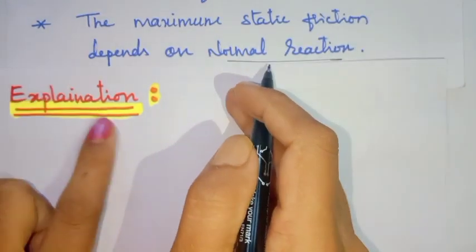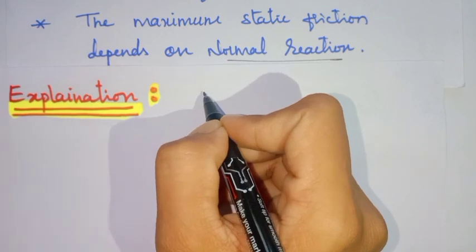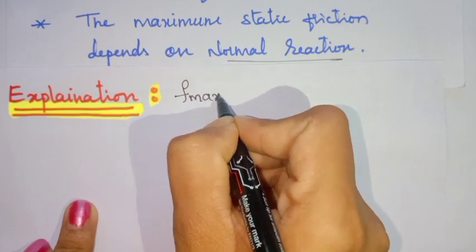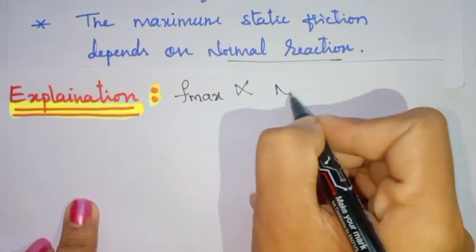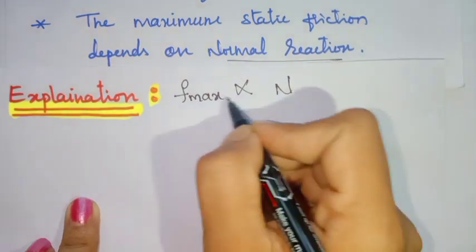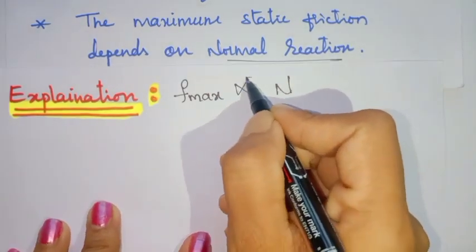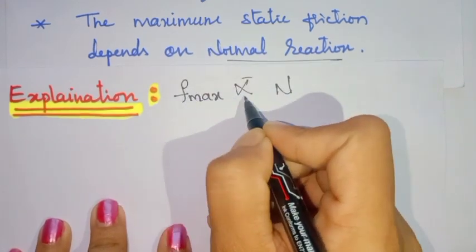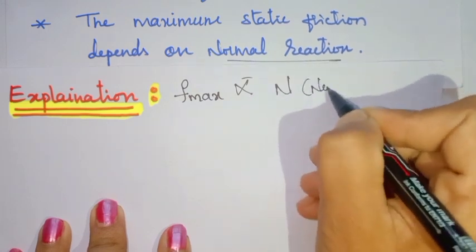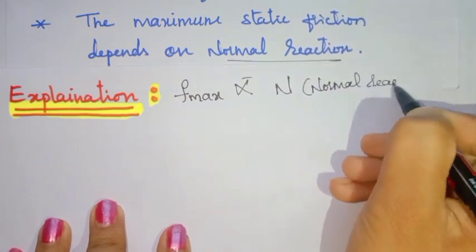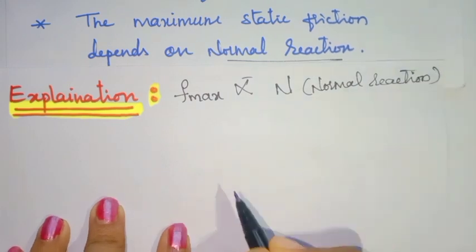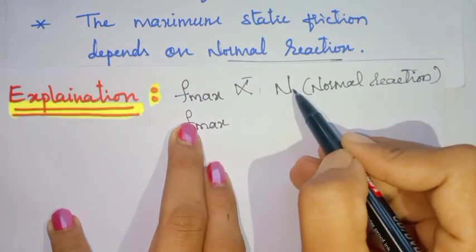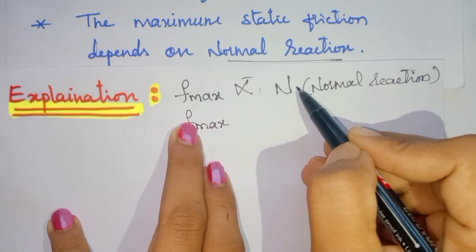From experimental observation, we say that maximum static friction varies with normal reaction, which is denoted by N. And how is it varying? It is varying in direct proportionality. Okay? So F max is directly proportional to N, which is normal reaction. If maximum static friction is more, normal reaction will be more. If maximum friction is less, normal reaction will be less.